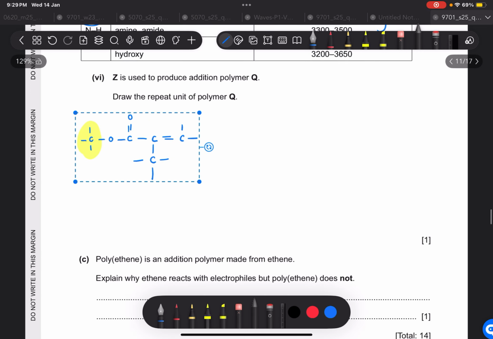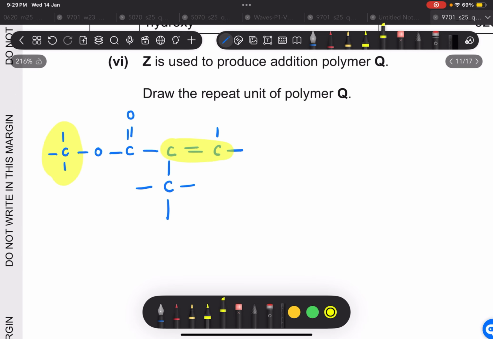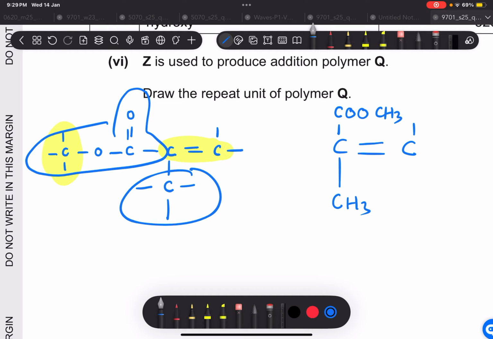Now I need to draw the addition polymer for this structure. I make my carbon-carbon double bond the center, and everything above and below it. Above it I have this entire thing, which is COOCH3. Below it I have CH3, and above this I have a hydrogen, below it I have a hydrogen, something like this. I hope you're getting what I am drawing.